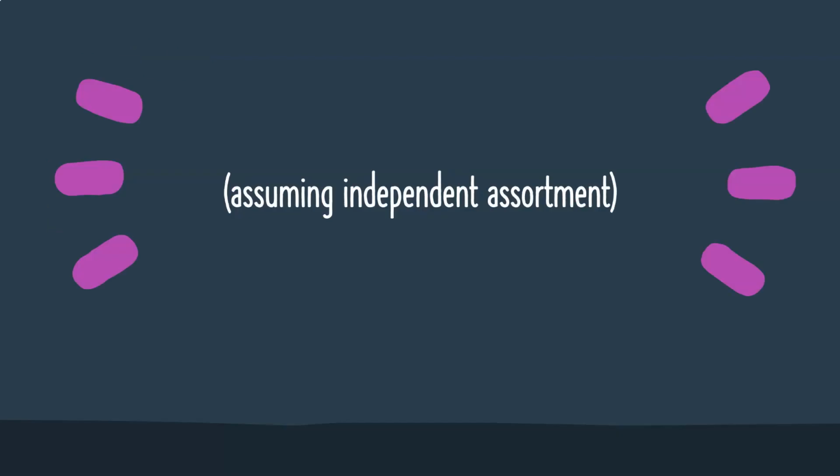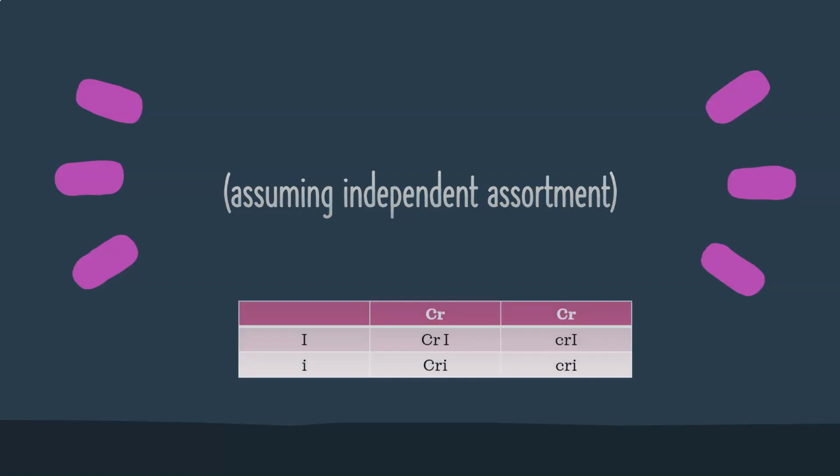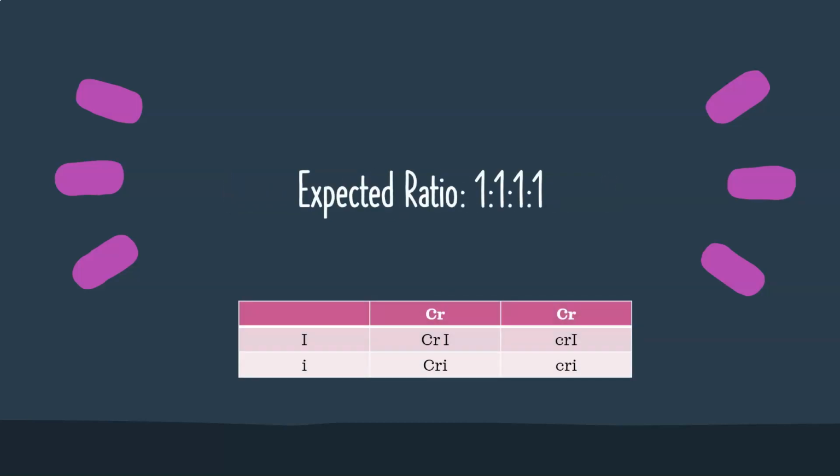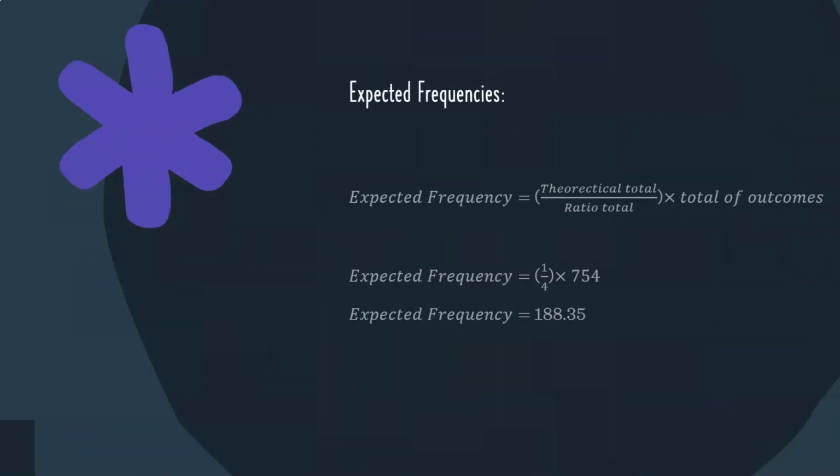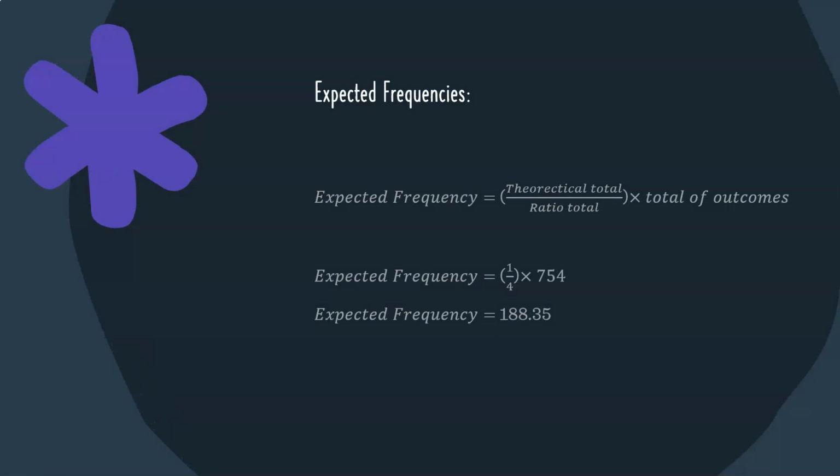So we are assuming independent assortment, which means the ratio that you've learnt for independent assortment, the genotype is 1 to 1 to 1 to 1, and the phenotype should be 9 to 3 to 3 to 1. So our expected ratio, ignore that table, it should be 1 to 1 to 1 to 1. We now need to establish our expected frequencies using the calculation that we've got here. Our theoretical total is 1, our ratio total is 4 because it was 1 to 1 to 1 to 1, and multiplied by the total number of outcomes, that was 754 because that's how many offspring we had. So our expected frequency is 188.35 per combination.